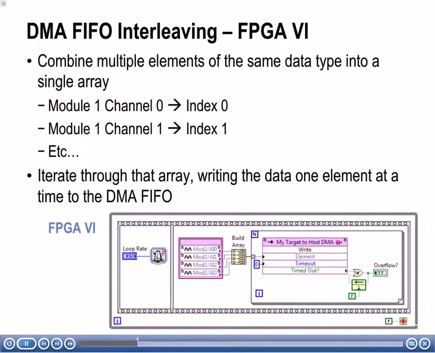If I have multiple elements of the same data type, then I can put them together in a single array. If we take a look at that example at the bottom, notice that in module 2, we want to get 4 channels worth of data, but we only want to use one DMA FIFO. So we've taken those 4 channels of data, and because they're the same data type, we can put them into one array. Then we send that array to a for loop, and inside that for loop, we iterate through that array, writing one element at a time into the DMA FIFO.